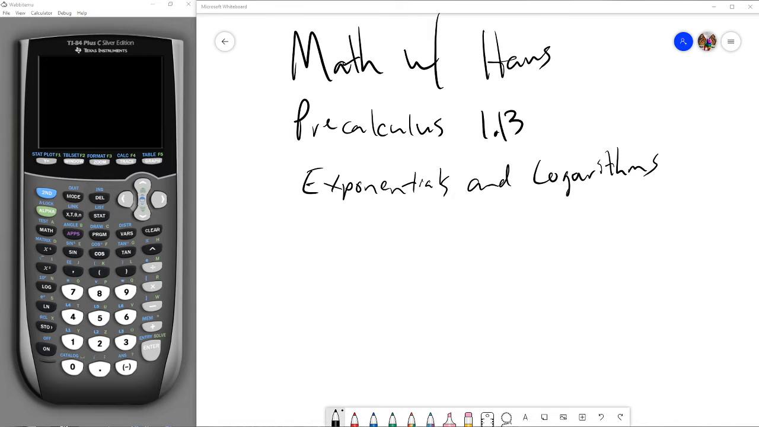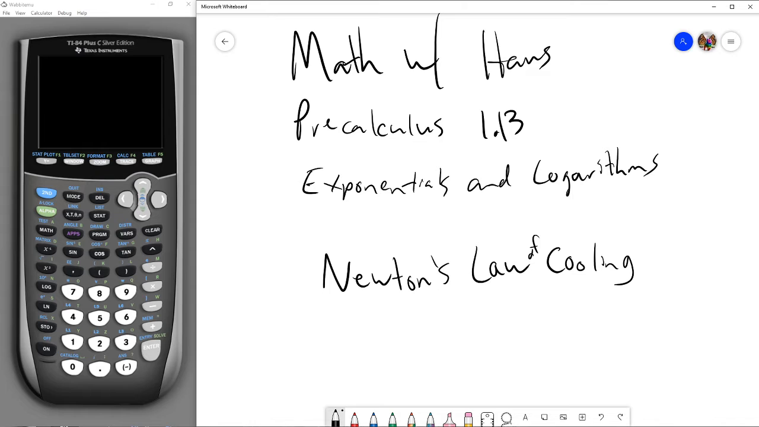Now, we are continuing our examination of applications of exponentials and logarithms, and in this video we're going to talk about Newton's law of cooling. So, what Newton's law of cooling models is, if you imagine you have a cup of coffee or tea or something, and you leave it on a counter, we all know that its temperature will go down. So the question is, how do we mathematically model that?